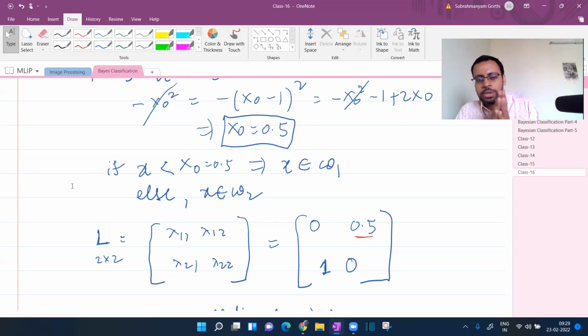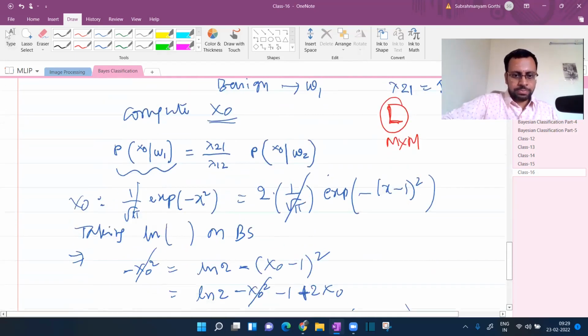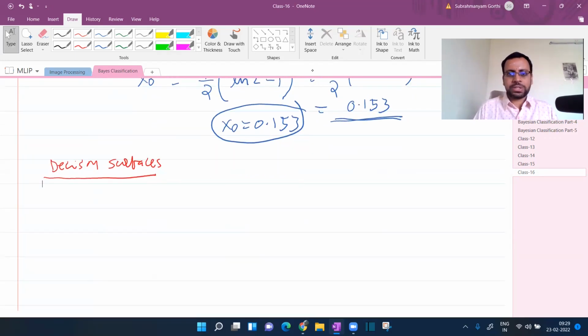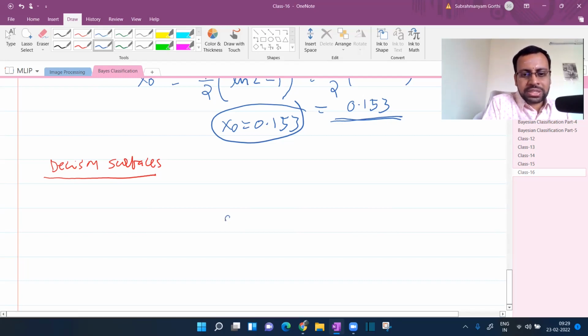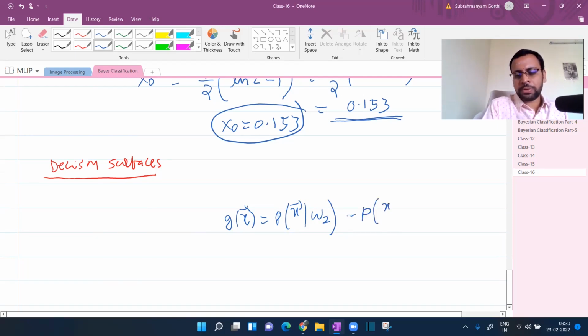Once you have it, you will be able to know to which class it belongs. For example, let us simply look at this first, minimizing the total error probabilities. So there, what is your decision surface? If I call it g of x, assuming that I have two classes, it is probability of x bar given omega 2 minus probability of x bar given omega 1.